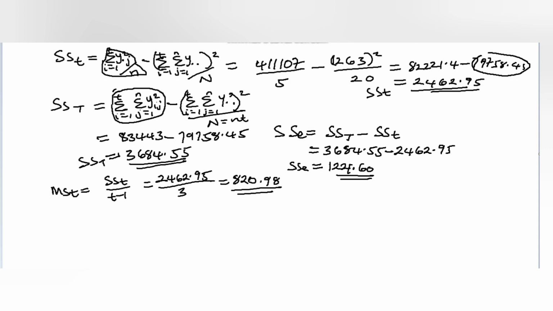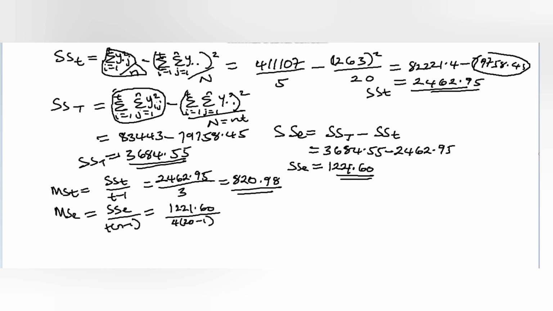This is our MS treatment. So quickly let's look at our MS error. Our MS error is going to be SS error all over T into N minus 1. So let's see, our SS error is 1221.60 divided by our T. We know our T to be 4, our N to be 20 minus 1.